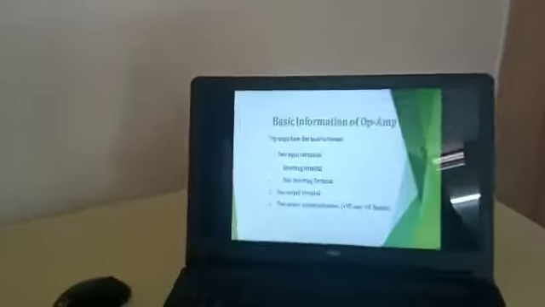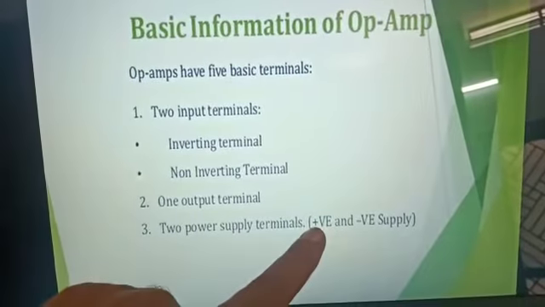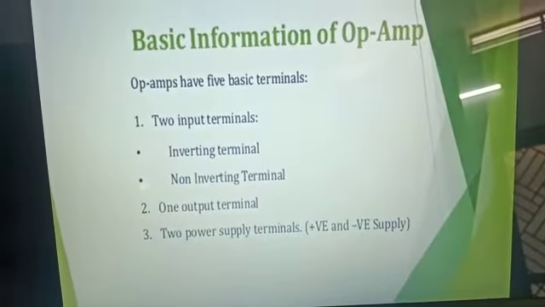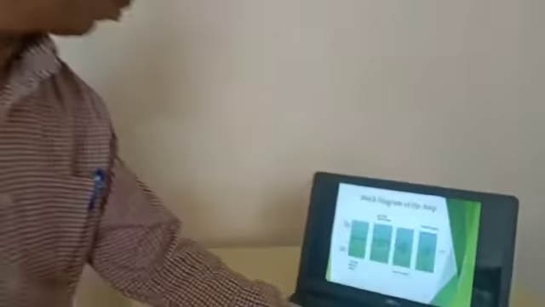Then basic information of an op-amp. This op-amp has 5 basic terminals: 2 input terminals, that is inverting input and non-inverting input, then 1 output terminal, pin number 6, then 2 power supply terminals, pin numbers 4 and 7. Pin number 4 is negative VCC, pin number 7 is positive VCC. Pin number 8, as you already know, is no connection. This is the pin description of 741.